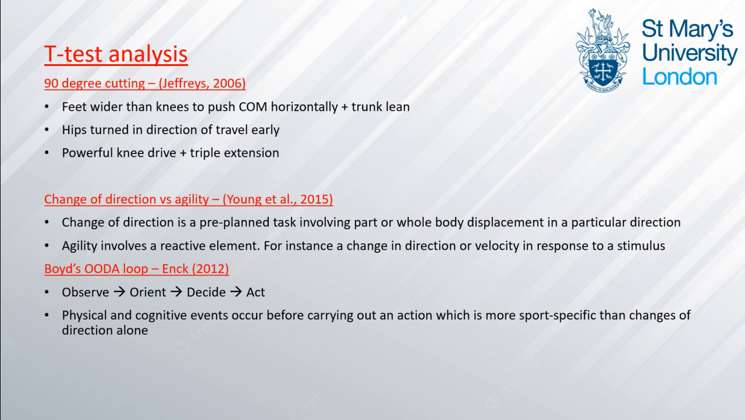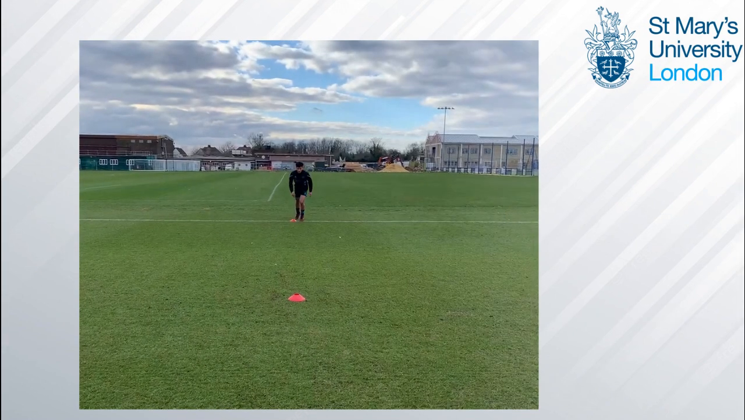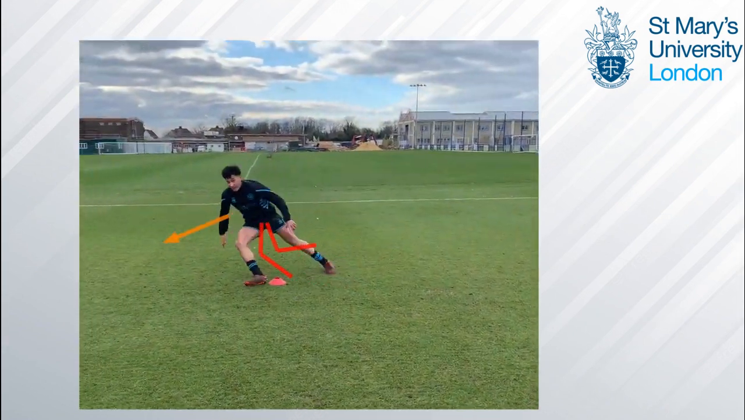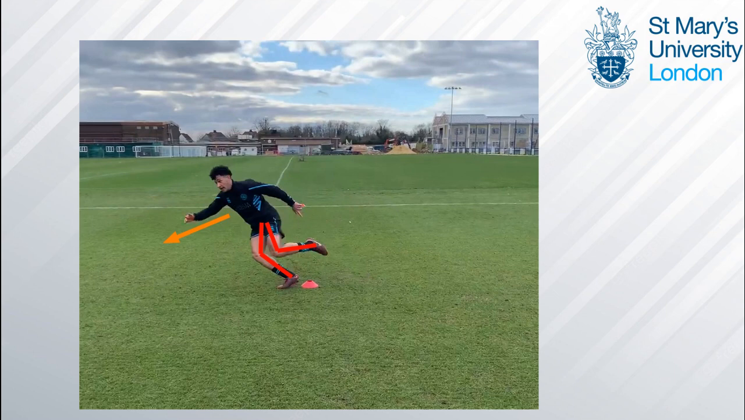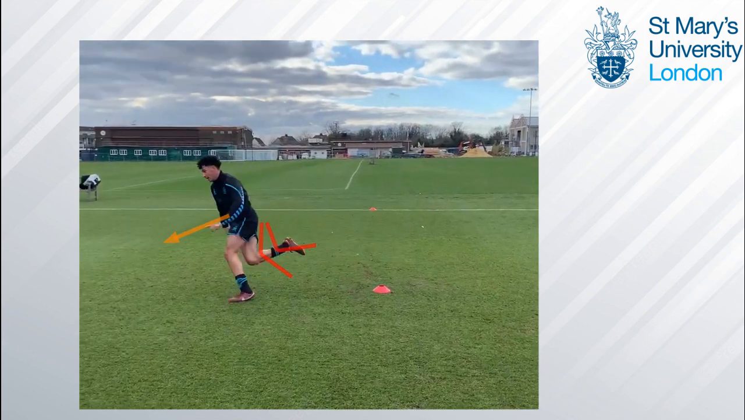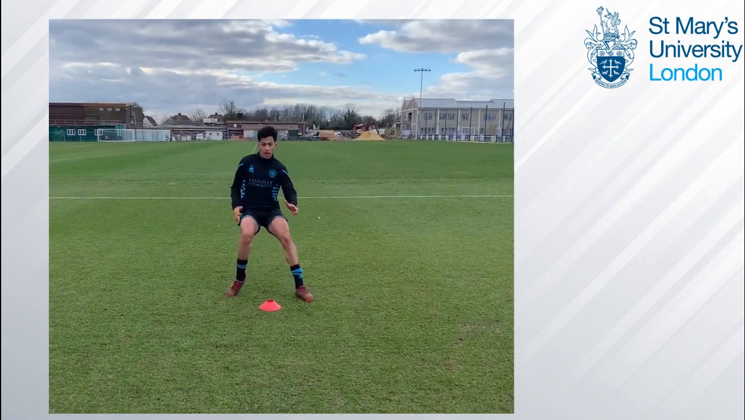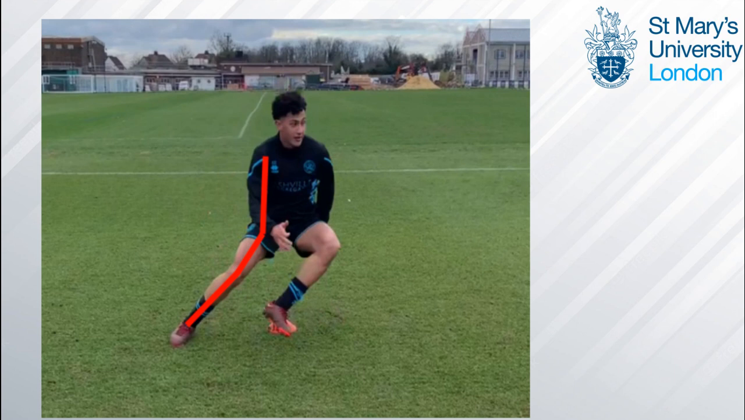Also, Boyd's OODA loop argues that physical and cognitive events occur before carrying out an action. Therefore, I observe the athlete's performance with external stimuli. During this rep, I throw a ball for him to react to, showing less hip turn and a delayed knee drive at the same point during the stance leg. Next, as we can hear, I shouted a direction, left, which showed a delayed reaction before making a move, which resulted in a suboptimum trunk lean, bringing his centre of mass closer to his planted foot, producing less horizontal force.